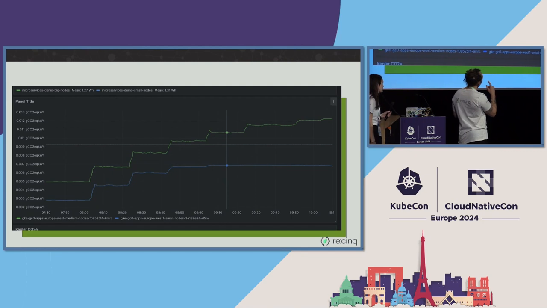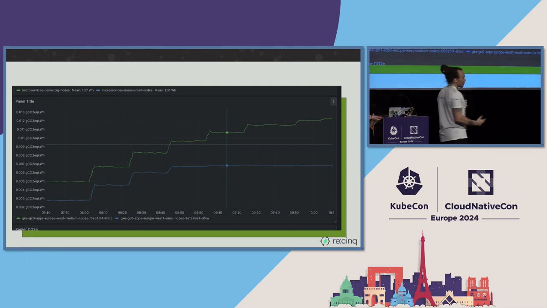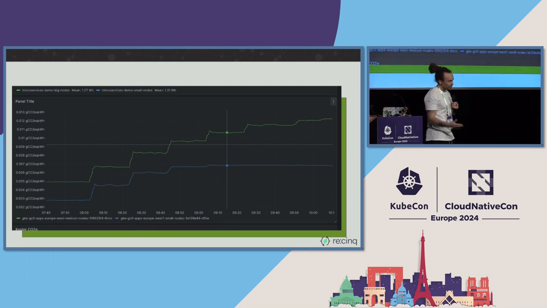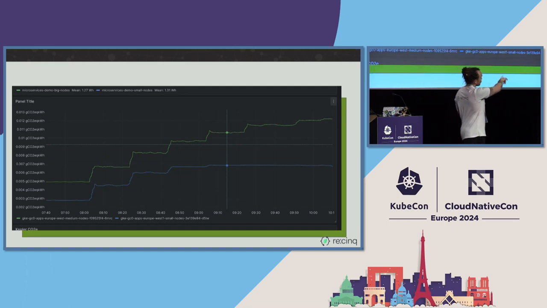Now, this is because more vCPUs means you need more energy to run it, right? As we increase load, the increase is, again, proportional but not linear. And we get to a point where the smaller node actually started flatlining at 100% utilization.